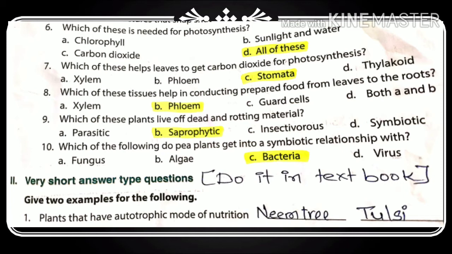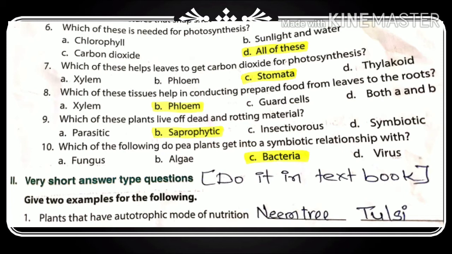Can you name that bacteria that we have discussed? Yes, it is Rhizobium, that is found in the root nodules of leguminous plants, and P is one of the leguminous plants. Next question is of very short answer type. These again you have to do in the textbook only.